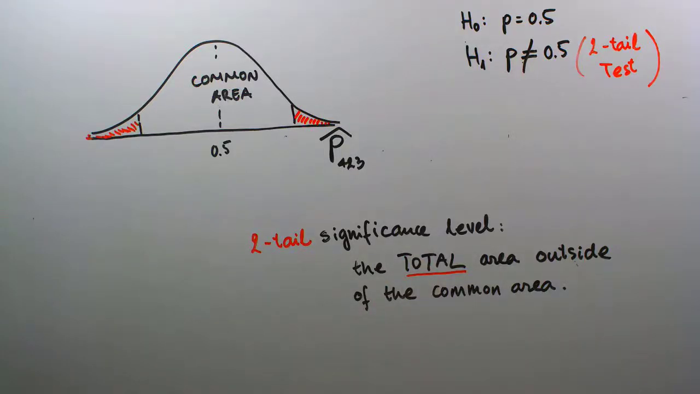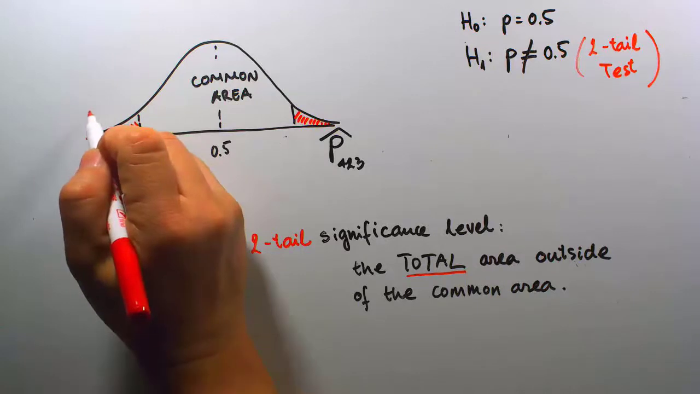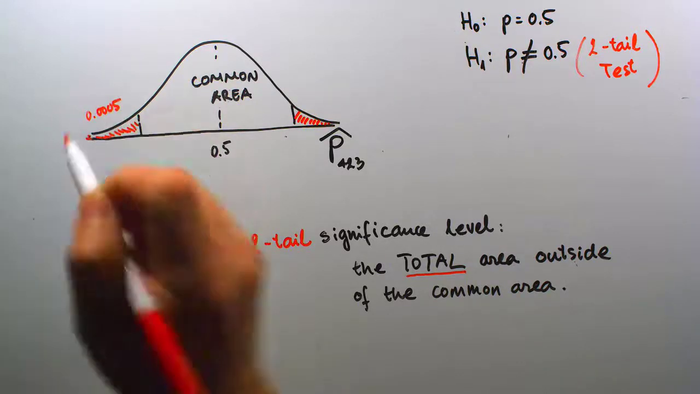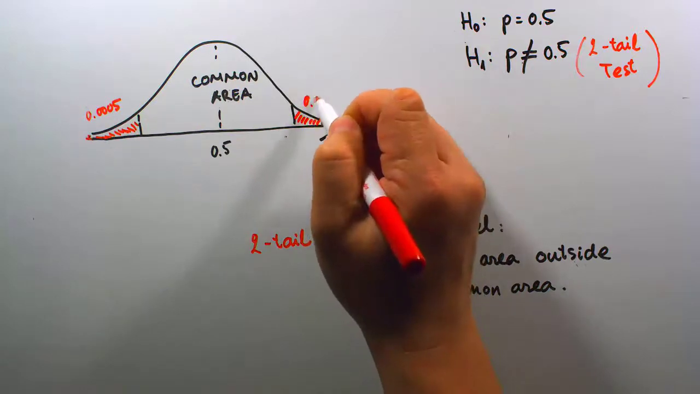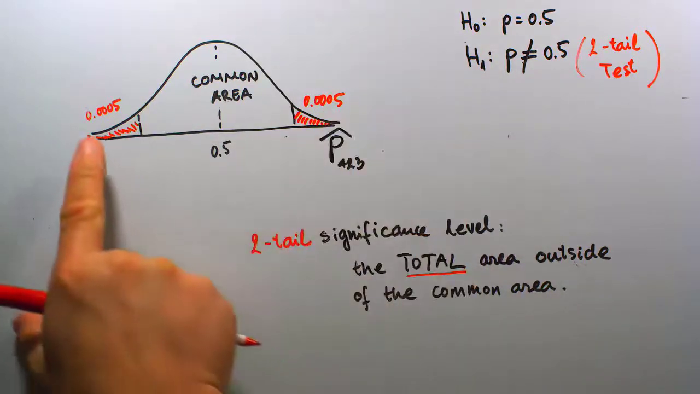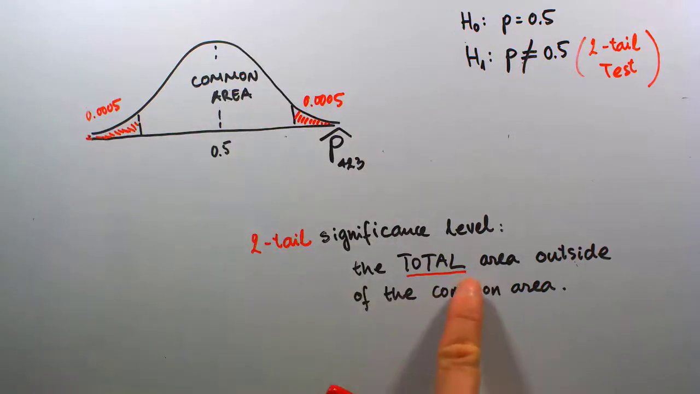And so that consequently means it's only a 0.0005 here and another 0.0005 here on each little tail, because the sum, the total of these two little tails, is the total area outside of the common area.